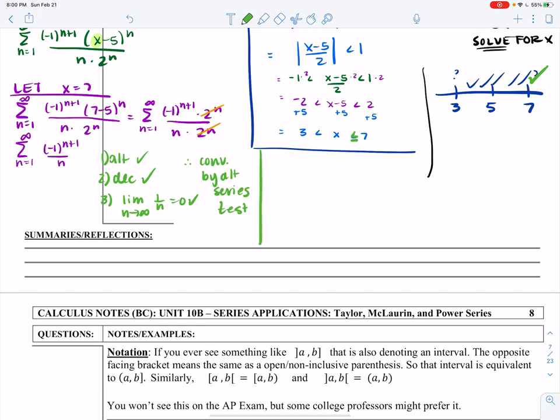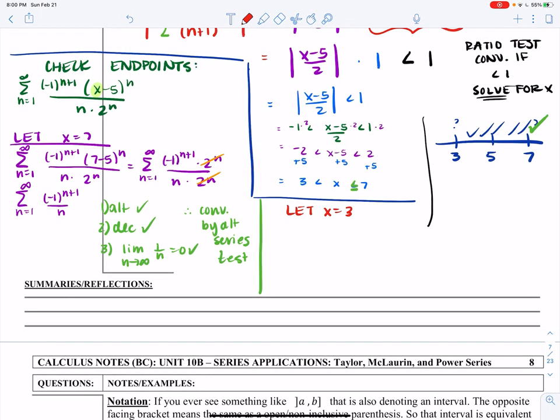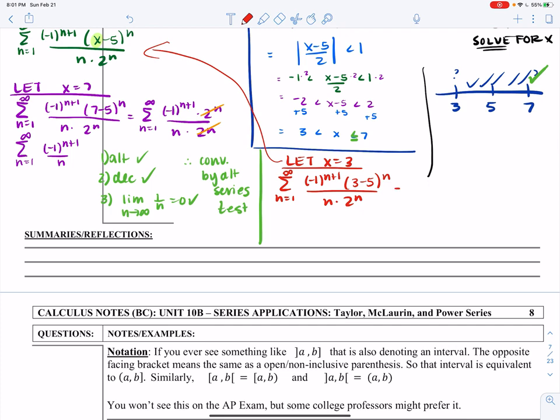We're going to do the exact same thing, but now we're going to let x equal 3. This one's a little bit spicier. Remember that we're plugging into this function. So we're going to get the sum from n equals 1 to infinity, -1 to n plus 1 power, 3 minus 5 to the n over n times 2 to the n. Let's simplify it. The sum from n equals 1 to infinity, negative 1 to the n plus 1, negative 2 to the n over n times 2 to the n.